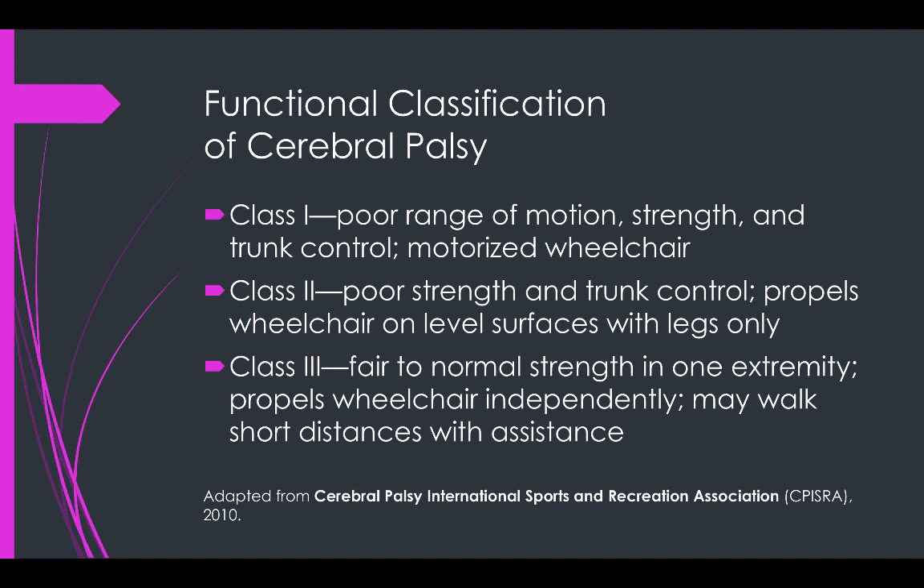So when it comes to the functional classification, this is really just looking at the range of motion, strength, and control that an individual has of their body. So class 1 is the most severe functional classification of CP, meaning that most of these individuals are in a power or motorized wheelchair. They have poor range of motion, strength, and limited trunk control. Then we go to class 2.